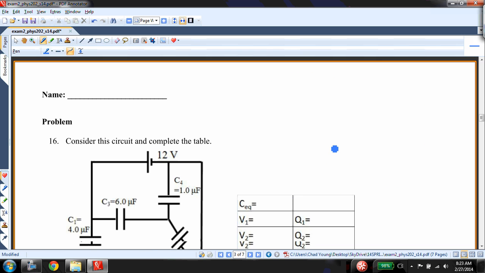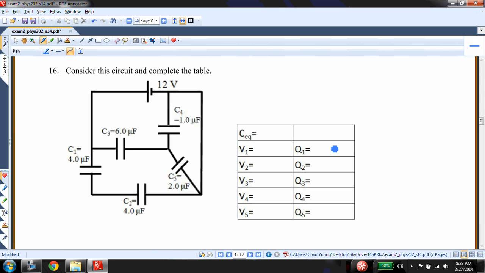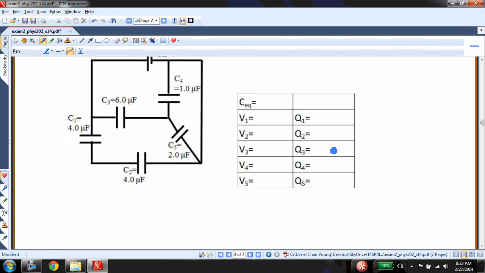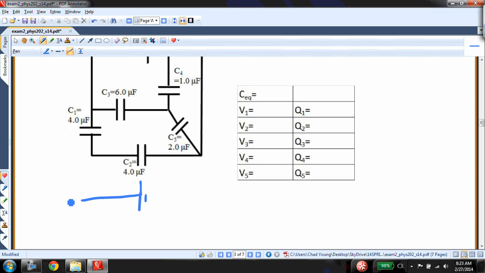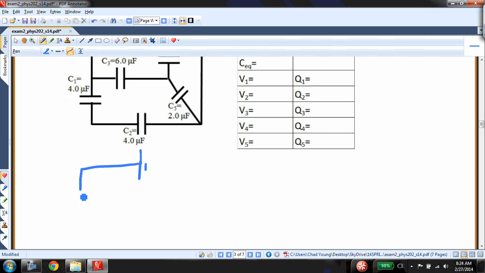All right, let's do the free response. Consider this circuit and complete the table. All right, the hard part of this, of course, is redrawing the circuit. So I'm going to start here, and as I gave y'all a hint in class, I said always start off the positive side of the battery. It's a little more difficult to see coming off the negative side of the battery how this circuit splits up. All right, so it's going to look like this.